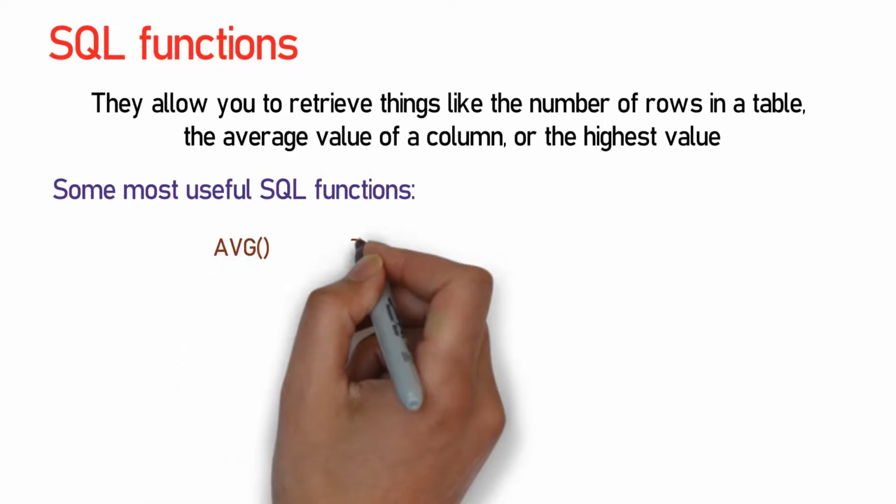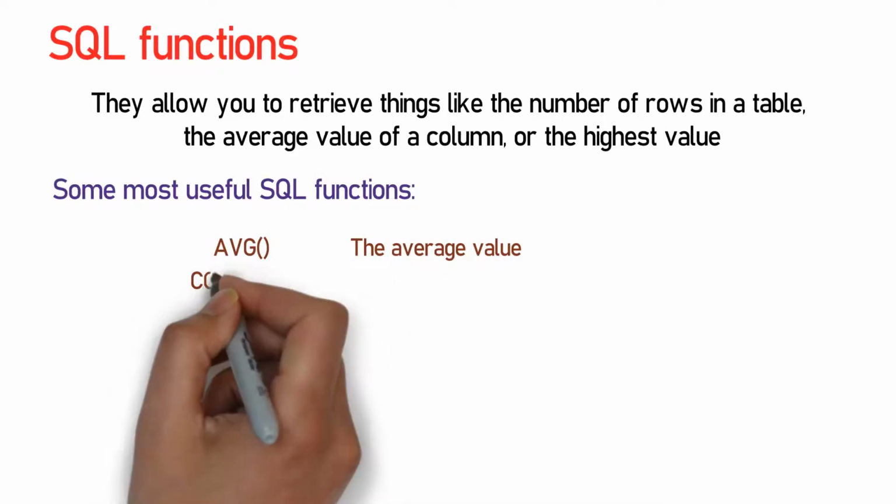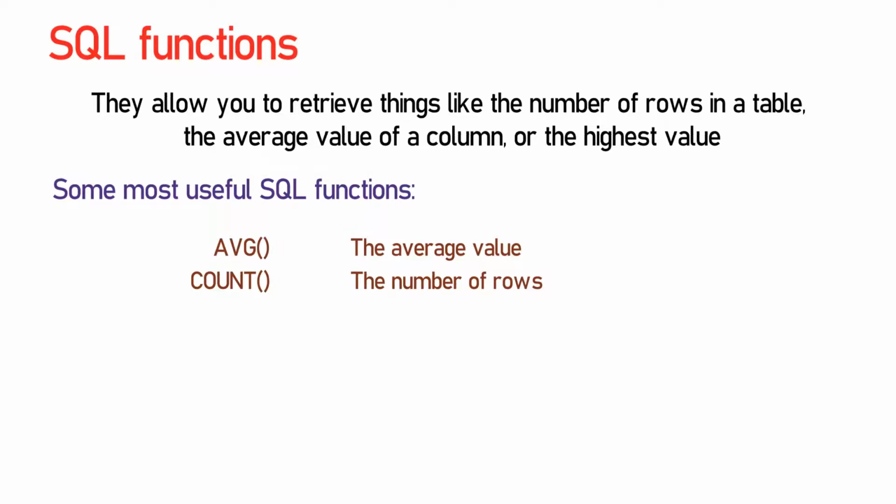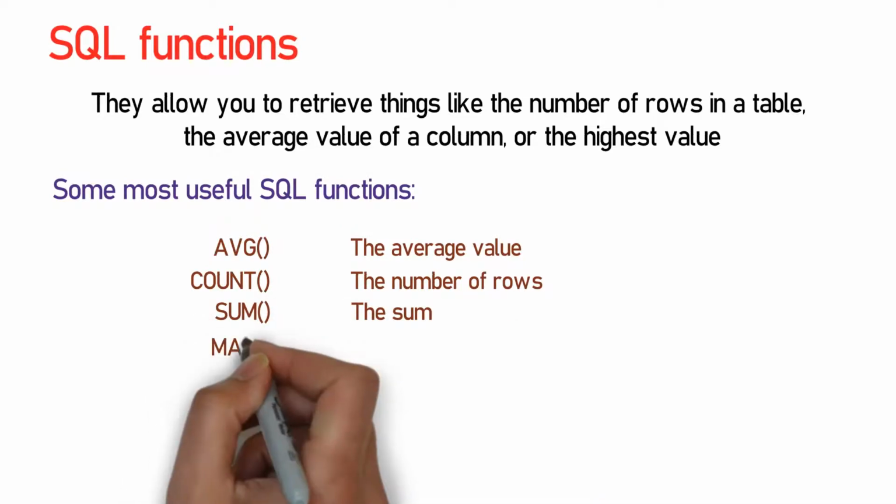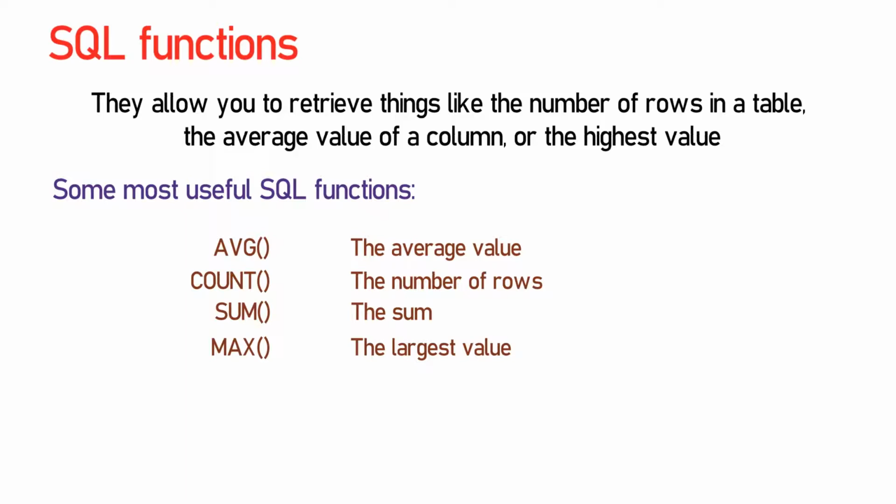Average function returns the average value. Count function returns the number of rows. Sum function returns the sum. Max function returns the largest value. Min returns the smallest value.